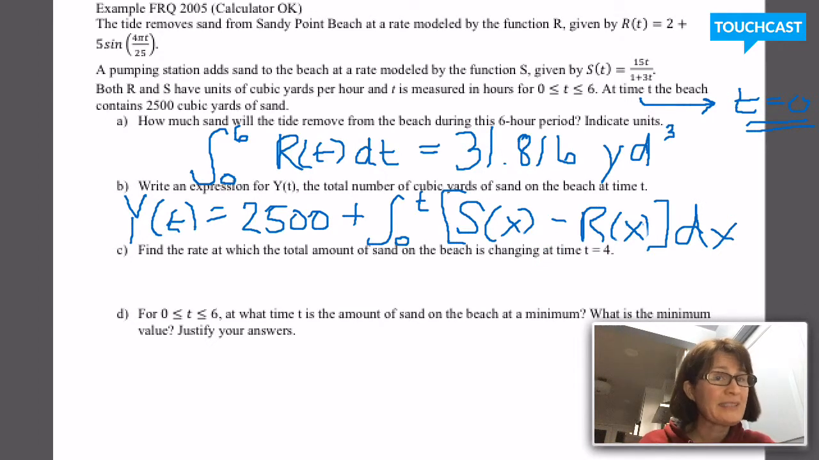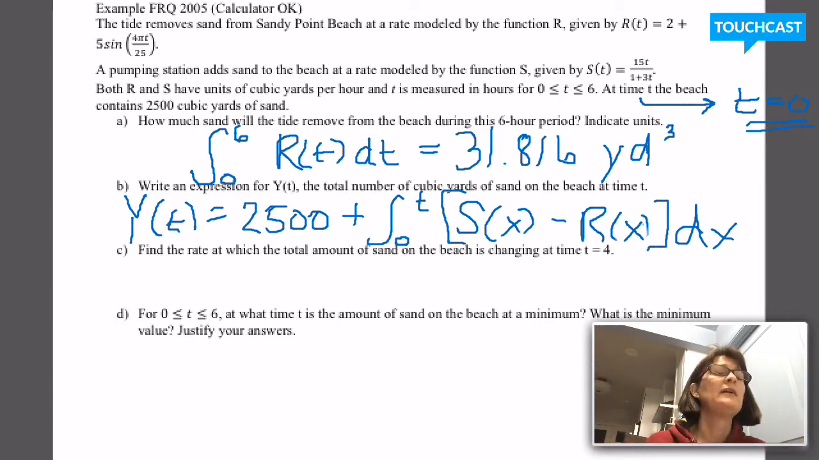Okay, so question C is really interesting. Find the rate at which the total amount of sand on the beach is changing at time t equals 4. Now notice the things that are affecting how the amount of sand is changing are the rate at which the sand is leaving and the rate at which sand is coming in. It doesn't have anything to do with the 2,500 that we started with. We could have started with no sand, or we could have started with a bajillion cubic yards of sand. But if we want to talk about how fast the amount of sand is changing, we have to examine how fast sand is coming in and how fast sand is going out.